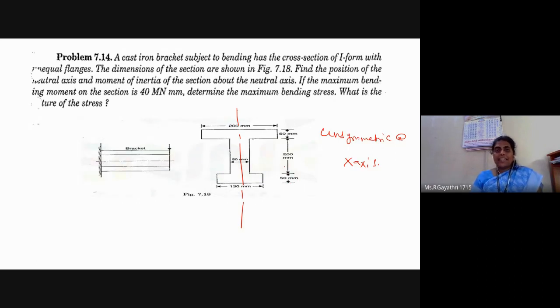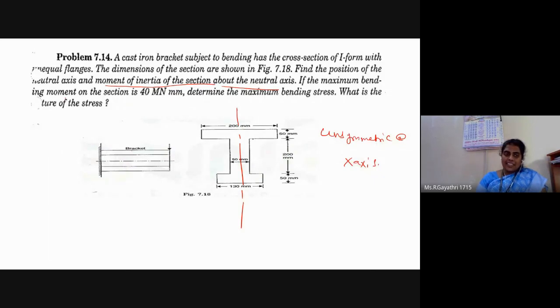Okay. We need to find the position of the neutral axis. Neutral axis is the axis where we can't see neither elongation nor compression. So we need to find the position of neutral axis and also moment of inertia of the section about the neutral axis. If the maximum bending moment on the section is 40 meganewton millimeter, determine maximum bending stress.